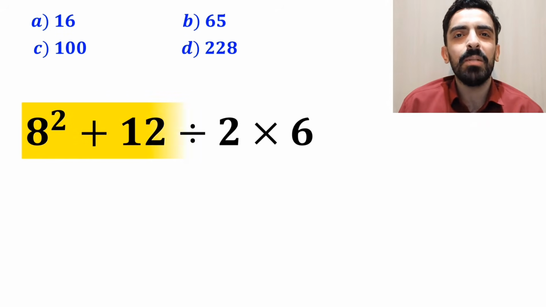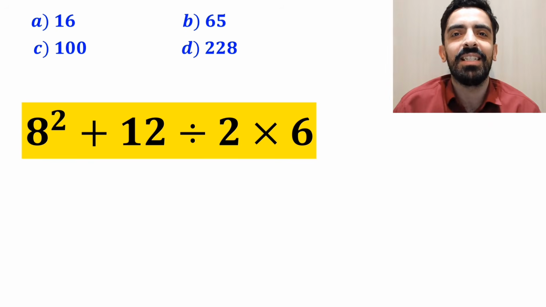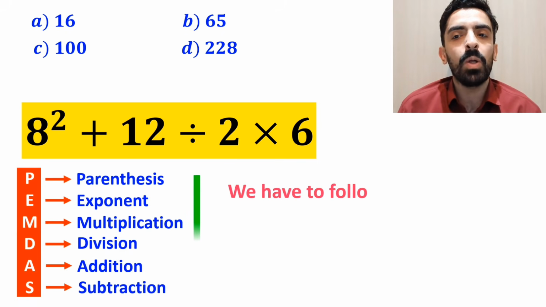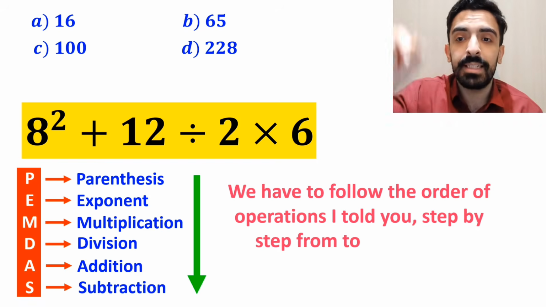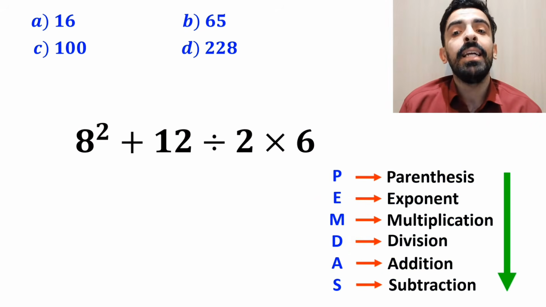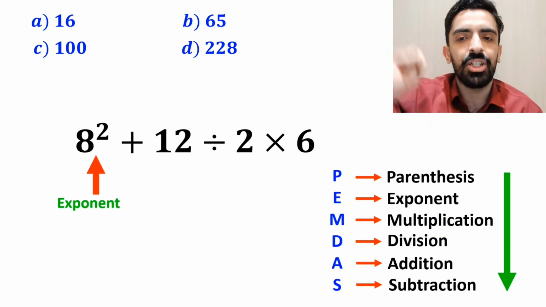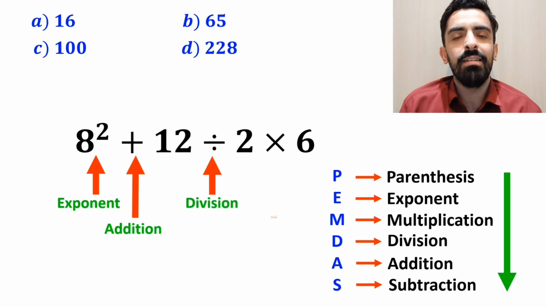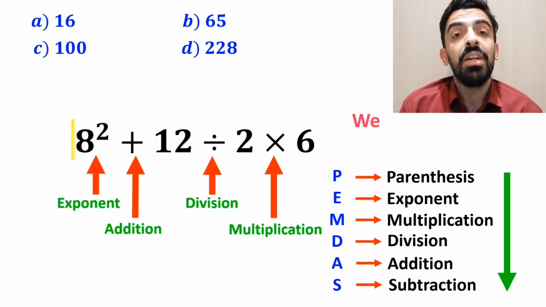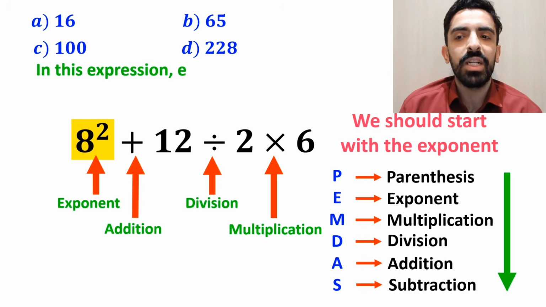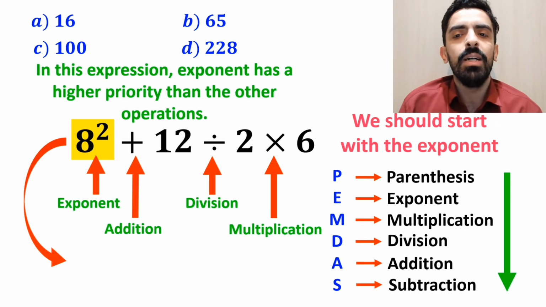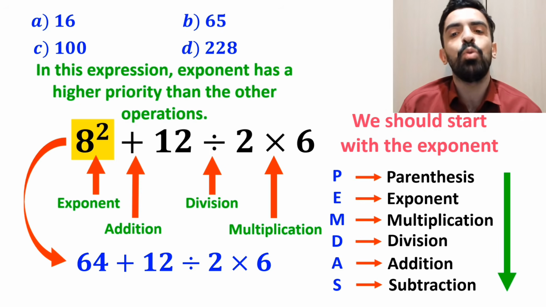Alright, now let me explain step by step how to solve this expression properly. To solve this question, we must follow a rule that is called PEMDAS. We have to follow the order of operations I told you, step by step from top to bottom. Okay, as you can see in the image, in this expression, first we have an exponent, then an addition sign, followed by a division, and finally a multiplication. We should start with the exponent, because in this expression, exponent has a higher priority than the other operations. So, this expression simplified to 64 plus 12 divided by 2 multiplied by 6.